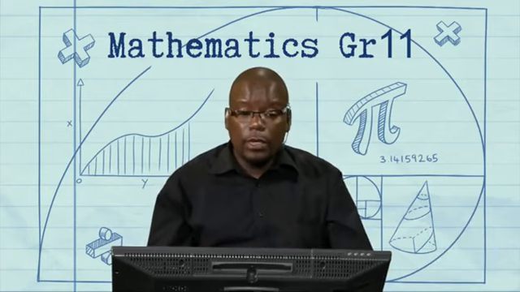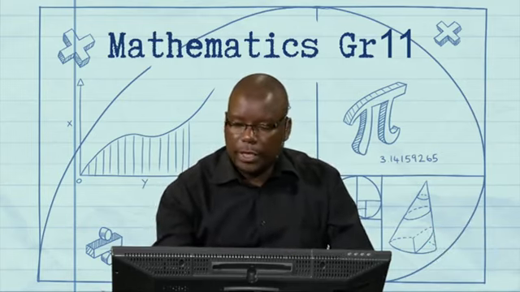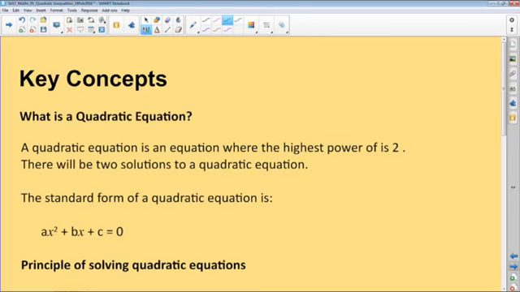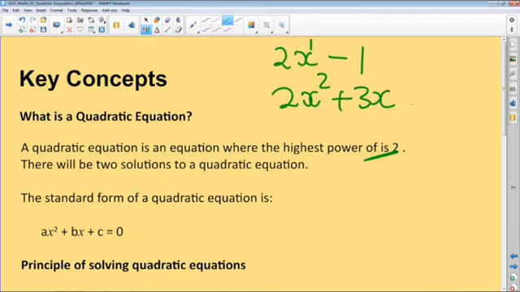Thank you, guys. Now, let's go back. What a quadratic equation is. A quadratic equation is an equation where the highest power is 2. If I give you 2x minus 1, what's the highest power here? It's 1. But if you've got 2x squared plus 3x plus 5, the highest power here is 2. So that is your quadratic equation.